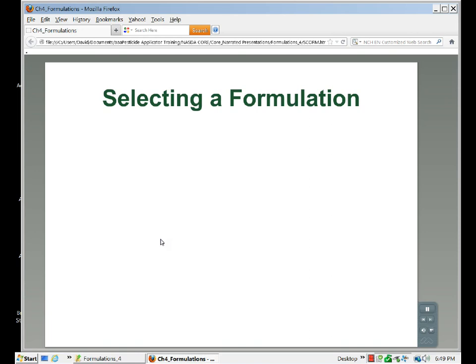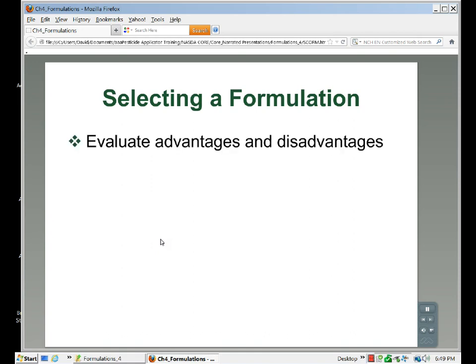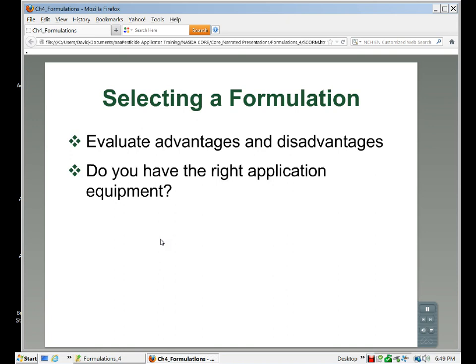There are choices for you to make when selecting a product, and the formulation type can play a key role in your selection process. Evaluate formulation advantages and disadvantages. We'll discuss them shortly for the more common ones. You'll need to have the appropriate equipment to apply these different formulations. ULV formulations cannot be applied with a typical boom sprayer.